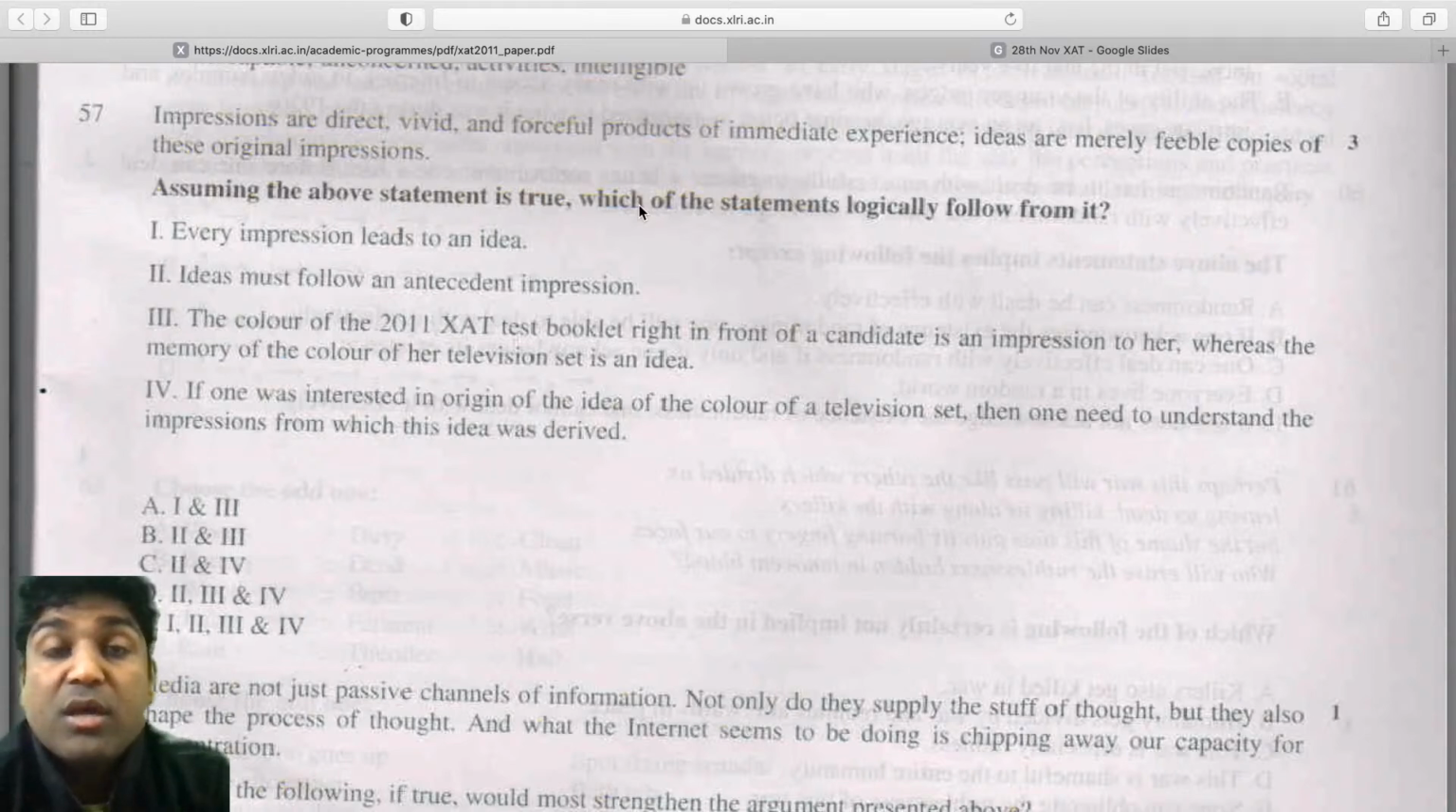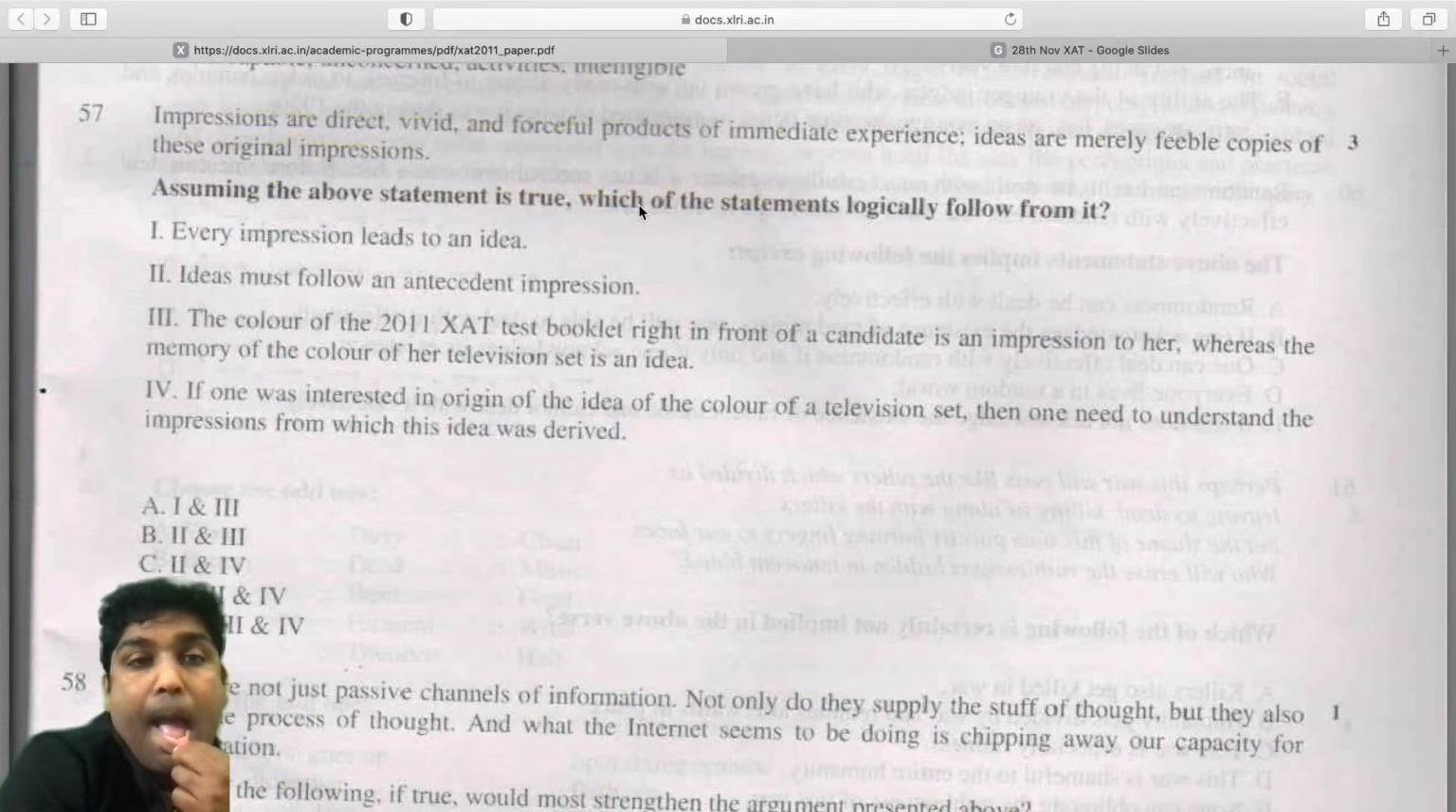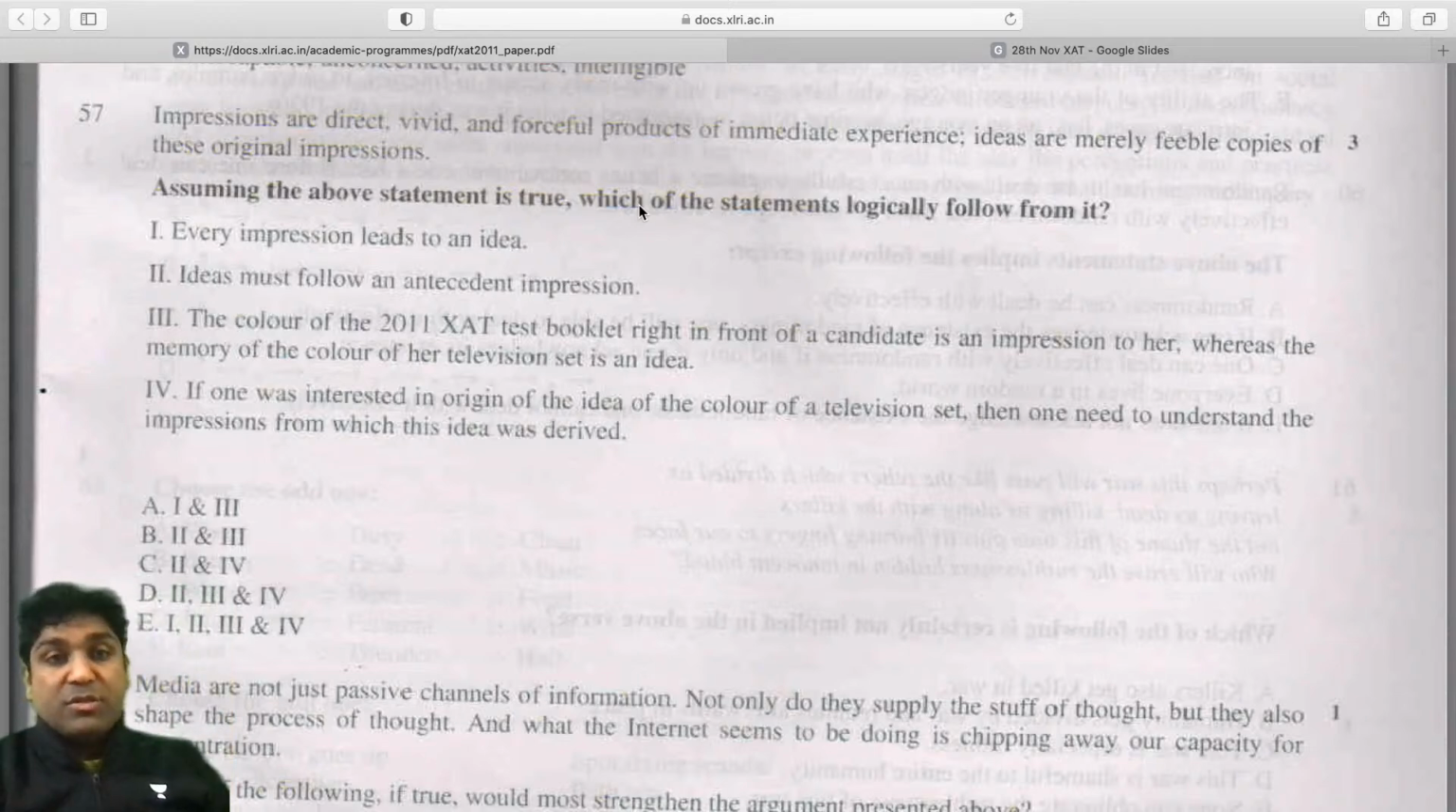It says that assuming the above statement is true, which of the following logically follows from it? Every impression leads to an idea. This was never mentioned. 2 says an idea must follow an antecedent impression. This is correct. 2 is correct. See, they did not say that every impression leads to an idea, right?